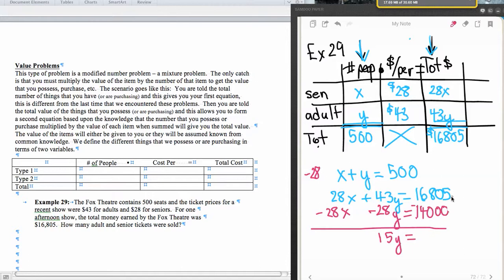And then we have the difference here, 5 minus 0 is 5, 0 minus 0 is 0, 8 minus 0 is 8, and 16 minus 14 is 2. And then we're going to multiply by the reciprocal here, and finally we'll come up with what y is equal to. So 2,805 divided by 15, and we get 187 from there.